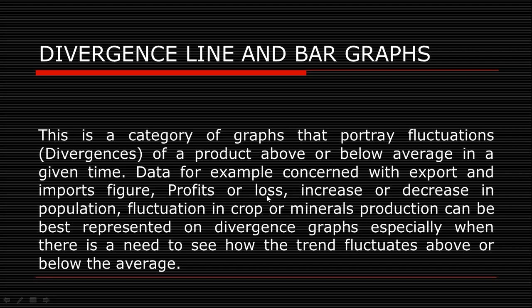of profits or losses, or it can be an increase or a decrease in population of an area, or it can be fluctuation in crop or mineral products, which can be best represented on a divergent graph, especially when there is need to show how the trend fluctuates above and low.